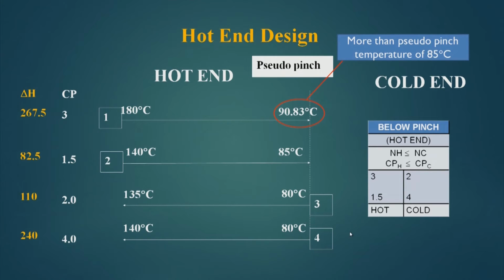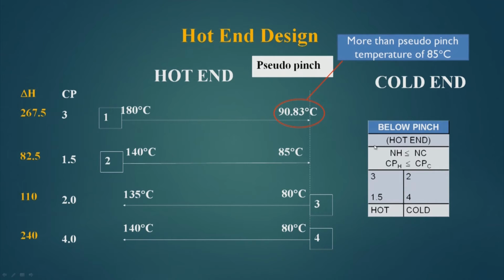Now, this is the grid diagram and this is the pseudo pinch area. So, my design is below the pinch and above the pseudo pinch. So, this zone is below the process pinch and above the pseudo pinch area. So, we call it a hot end, and here it is written below pinch, this is below process pinch, and we call it a hot end.